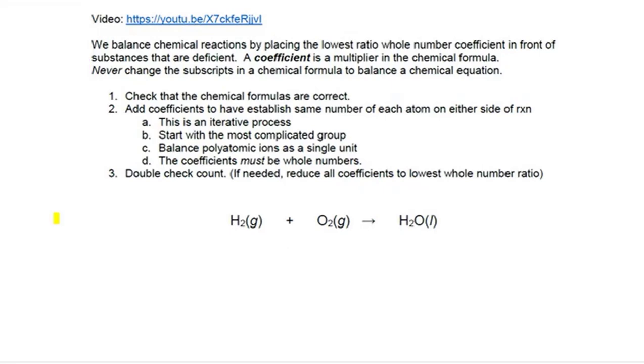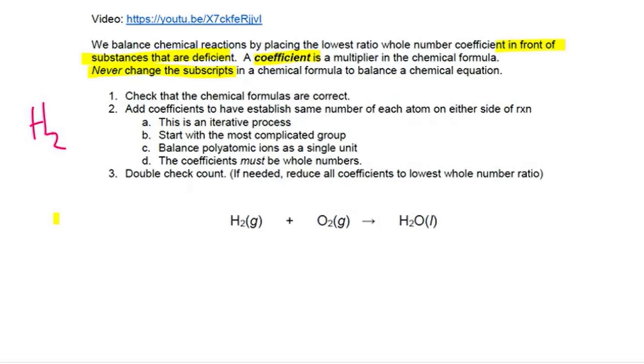But just to kind of show you what we just did, we added a coefficient in the chemical formula, which is a multiplier, right? And we put it in front of a substance that is deficient, that's lacking, so that we can have more of that in order to help balance. We never change the subscripts. Never, never, never. The subscripts would be like this last one where I had H2.